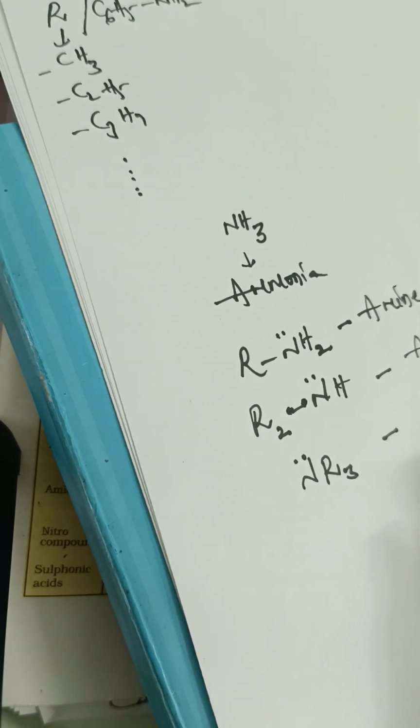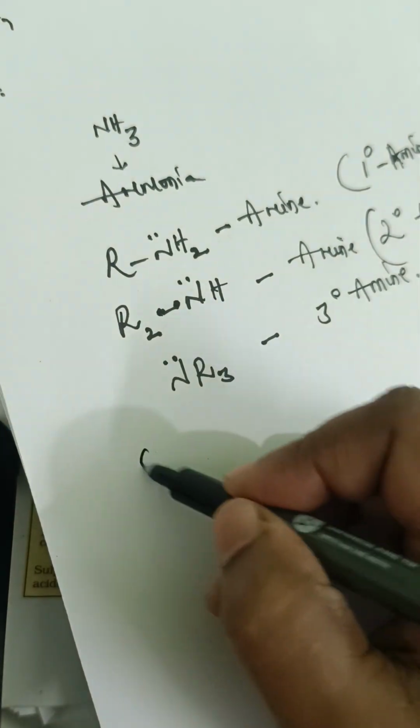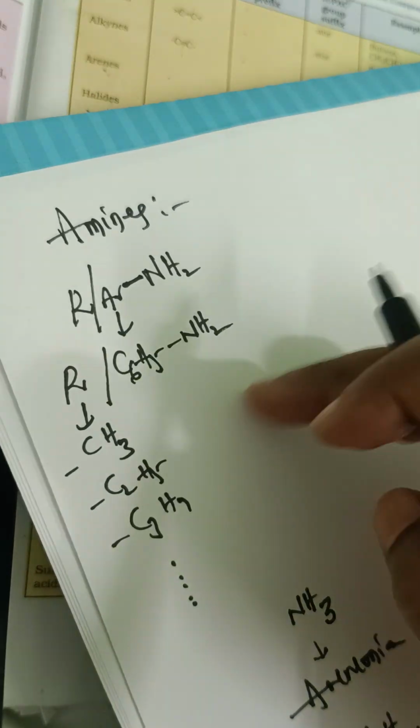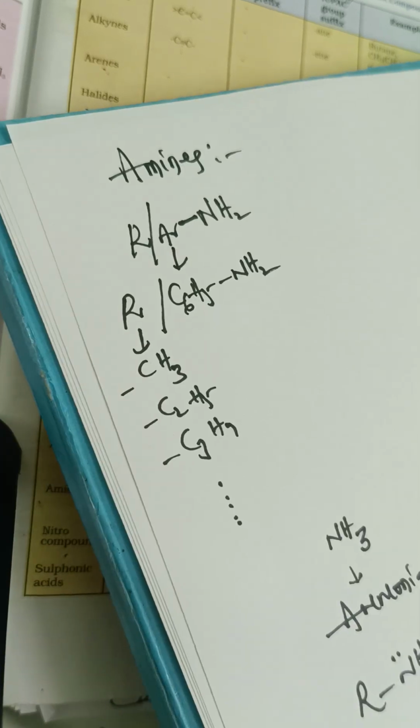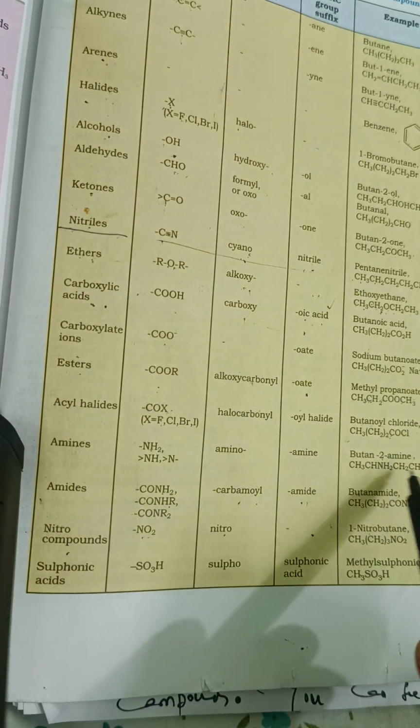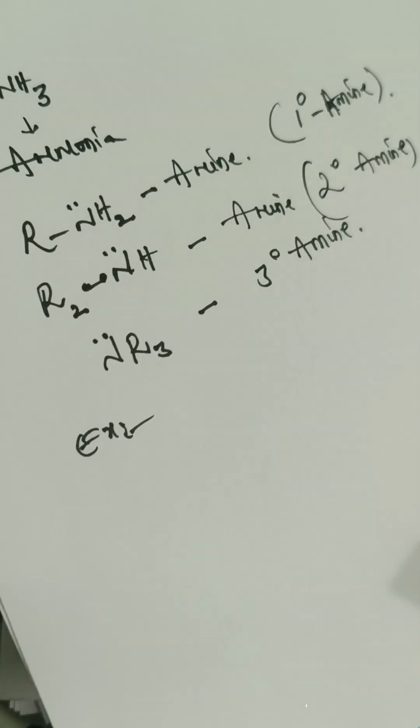Now we will discuss the example under this class of compound, which is called amines. What is the example they have given here? You see, butane-2-amine. They have given you the IUPAC name.